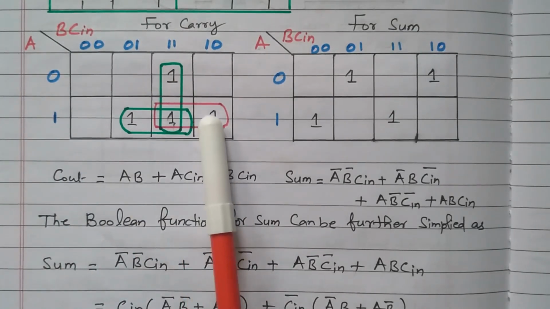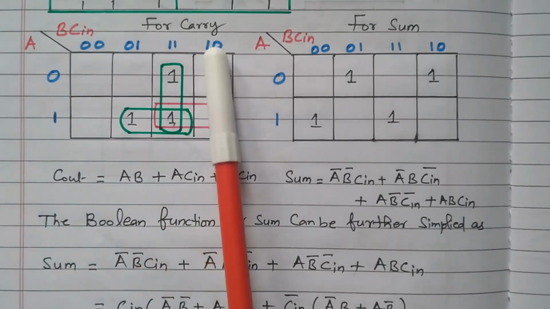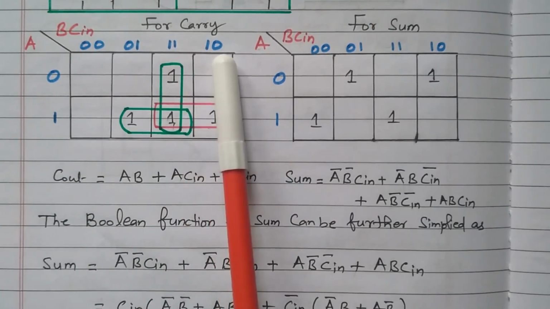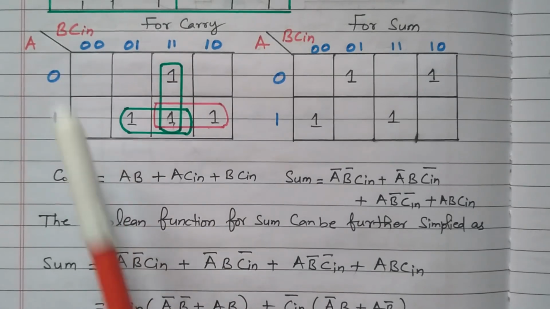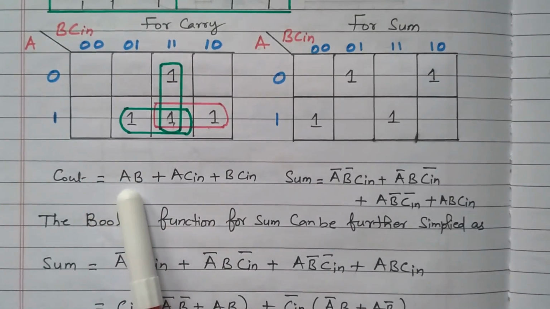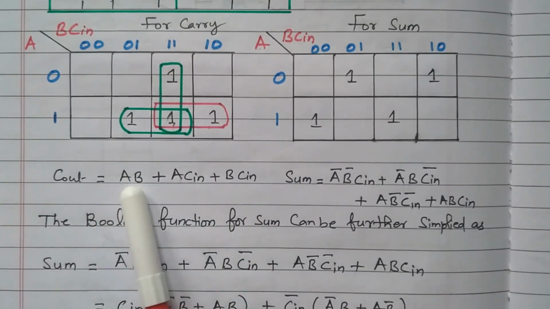Similarly, for these 2 ones, again it is referring to A, while referring to the third column and fourth column, 1 1, 1 0. So the second digit, 1 and 0, got cancelled, only the first digit is available. First digit is nothing but B. So that is A into B, right. So while combining these 2 ones we got A, C in, while combining these 2 ones we got A, B.